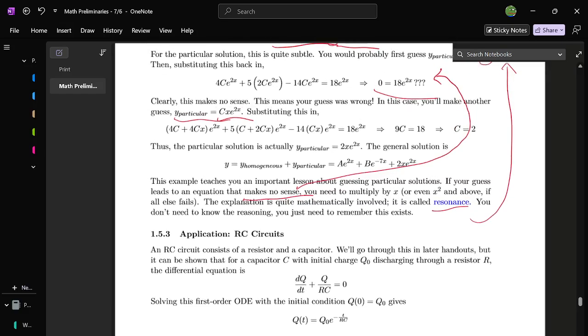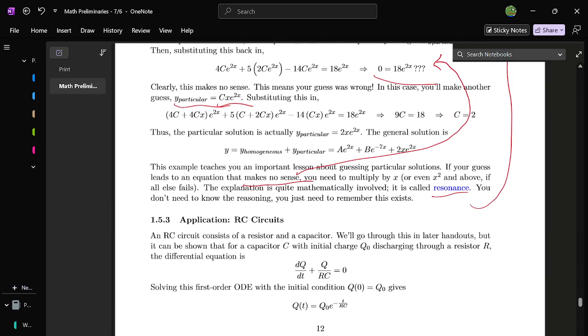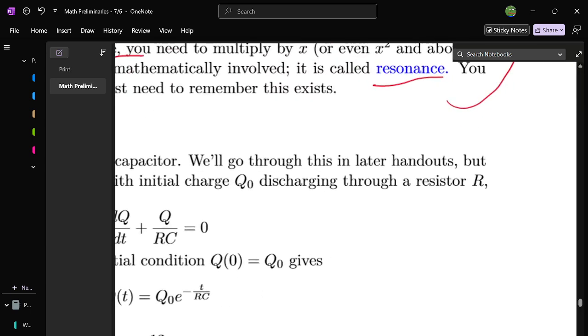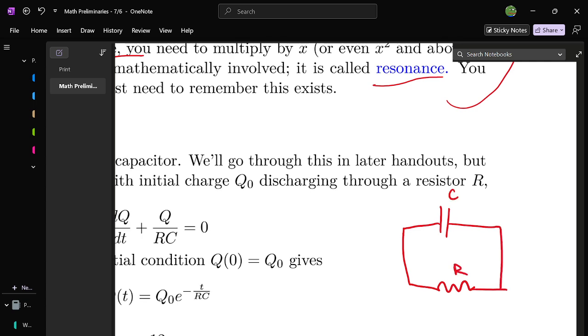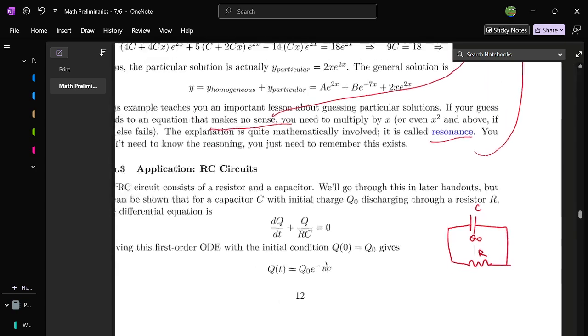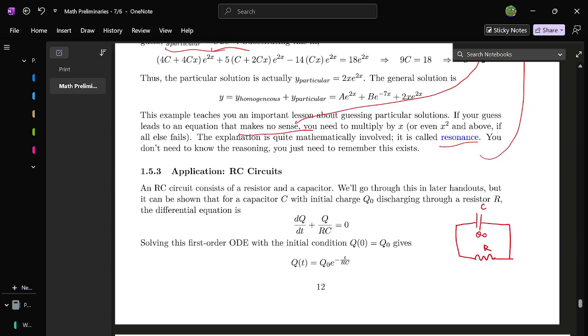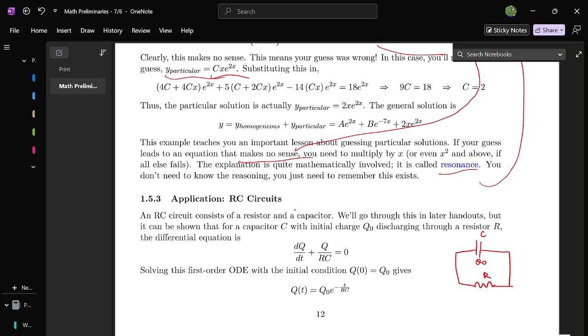Okay, so some application here, you will learn in circuits about RC circuits where you have a resistor and a capacitor. So if you have a capacitor of capacitance C storing some initial charge Q naught and you are discharging it through a resistor R, we can draw it like that. So if you have a setup like this, then you can show that this is the differential equation that's satisfied by the charge on the capacitor.